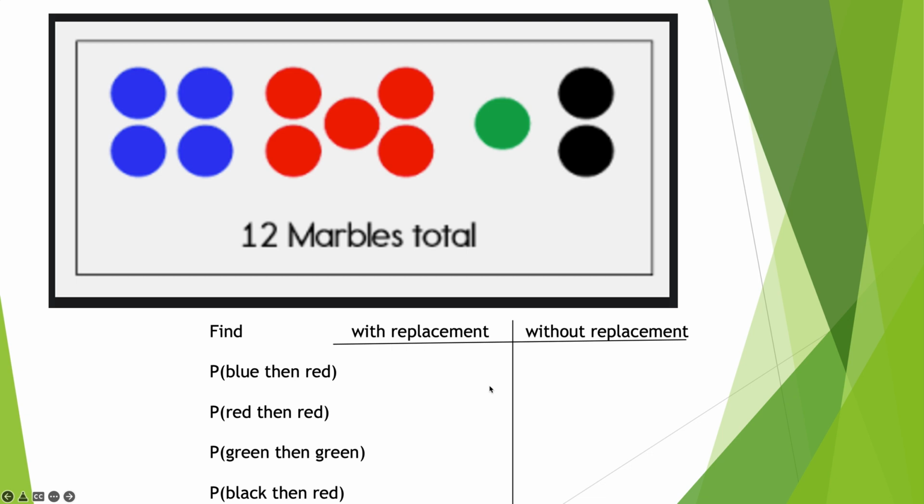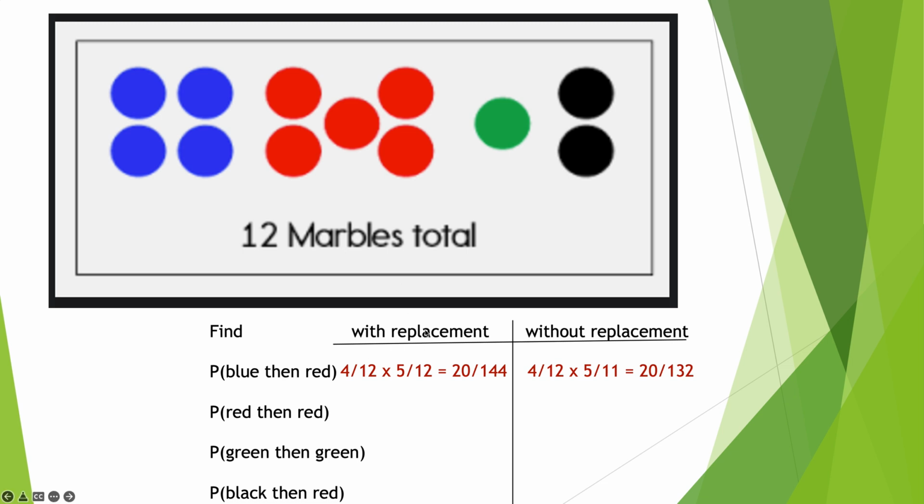So the probability with replacement to get the blue would be 4 out of 12. Since you put the marble back in the bag, there's still 12 marbles in the bag, and then red is 5 out of 12. So we would say 4 out of 12 times 5 out of 12 is 20 out of 144. Just remember, with fractions, you multiply the numerators. 4 times 5 is 20. Multiply the denominators. 12 times 12 is 144. So 20 out of 144 would be the probability with replacement.